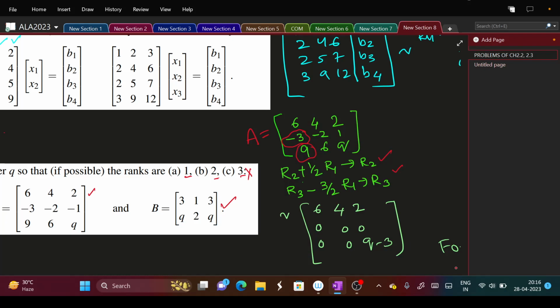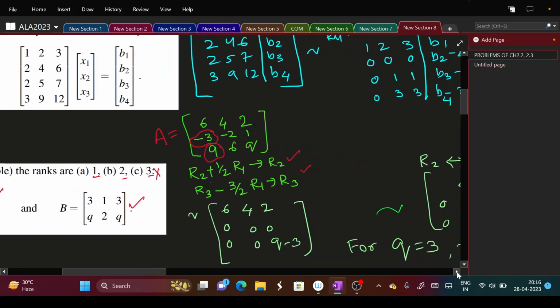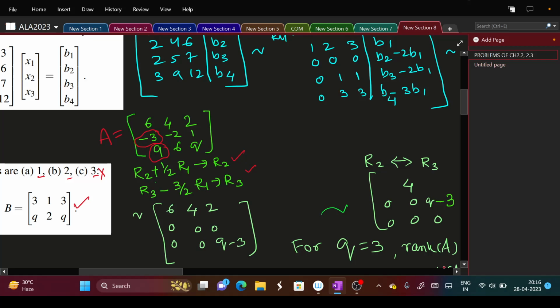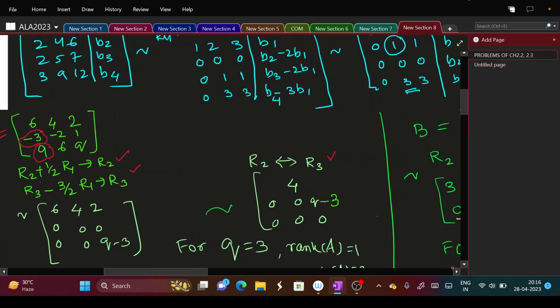Because first row is multiplied by half, that is, it is 3, 2, 1. Then it is multiplied by 3. So I am getting q minus 3. Now, it is not in echelon form. To make it in echelon form, we will have a row interchange operation. Let us do this row interchange operation.